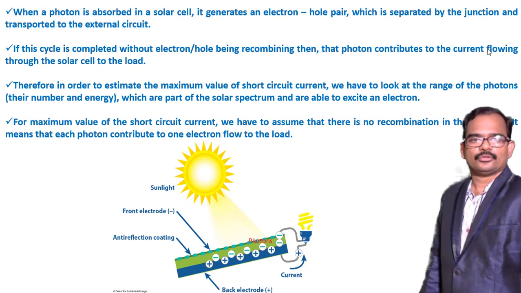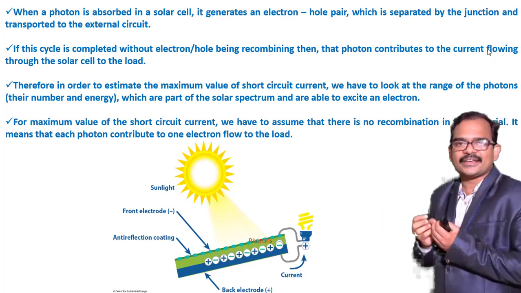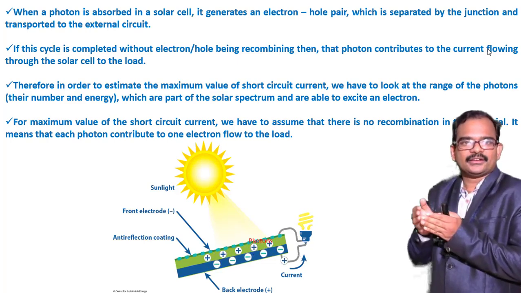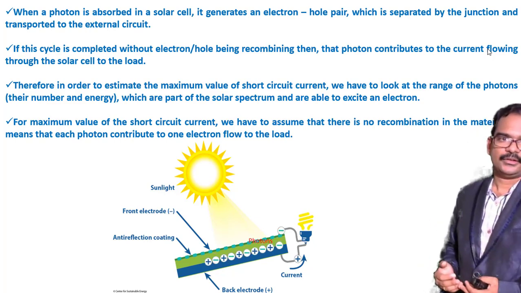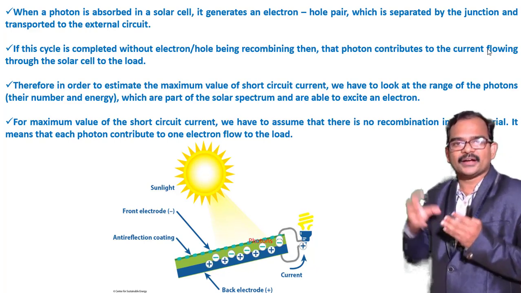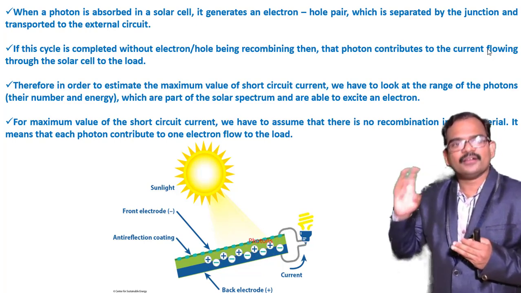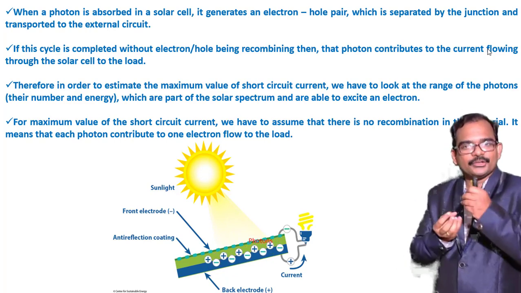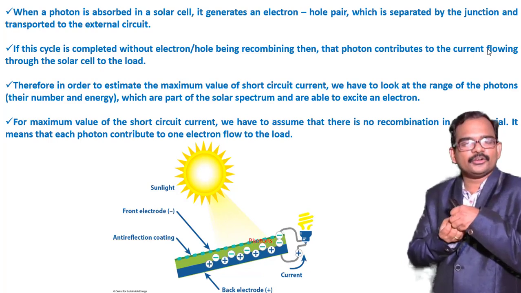So when a photon is absorbed in a solar cell, it generates an electron-hole pair which is separated by the junction and transported to the external circuit. If this cycle is completed without the electron and hole recombining, then the photon contributes to the current flowing through the solar cell to the load. If recombination happens, then that recombined electron and hole will not contribute to the current.